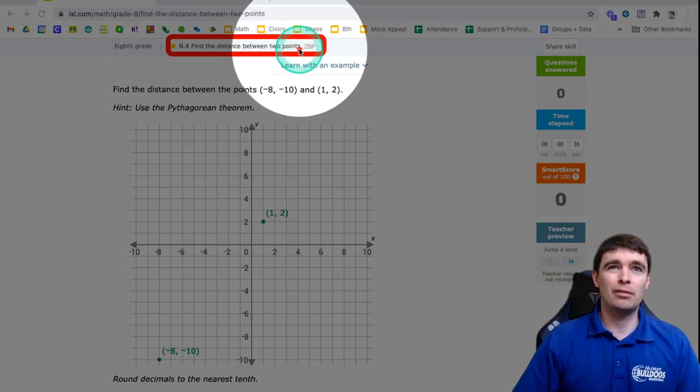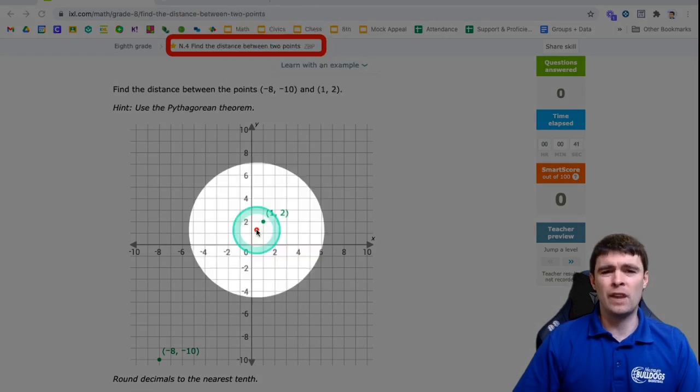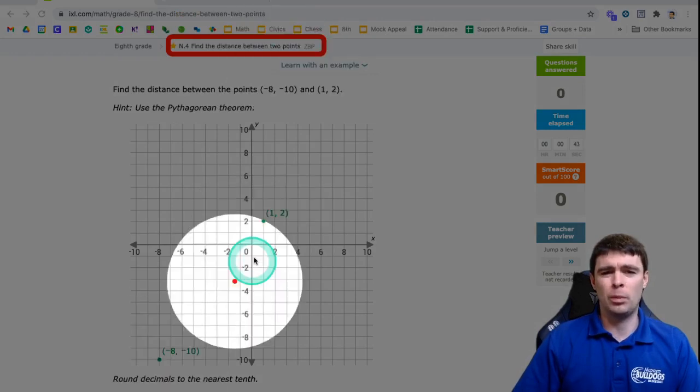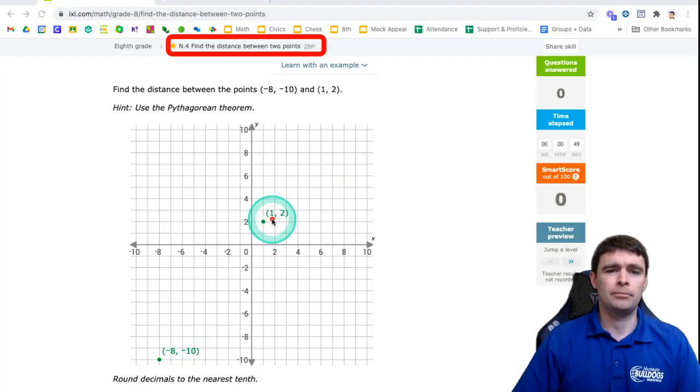But they really should have put this down in cluster R with Pythagorean Theorem, because the way you find the distance between 2 points on a graph is to use the Pythagorean Theorem. It's to create your own right triangle.